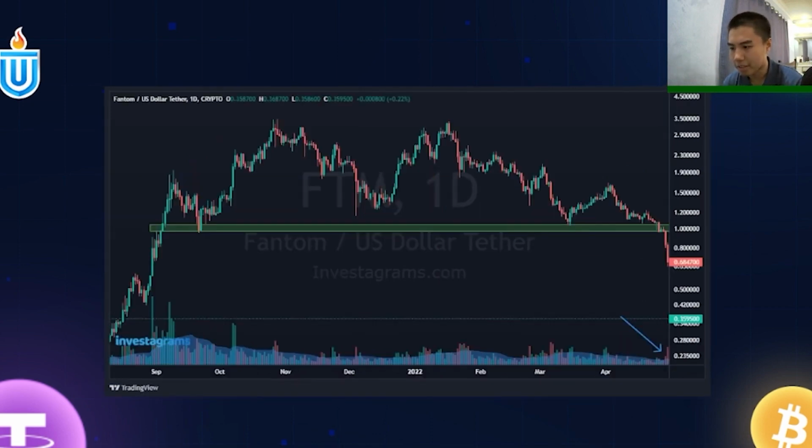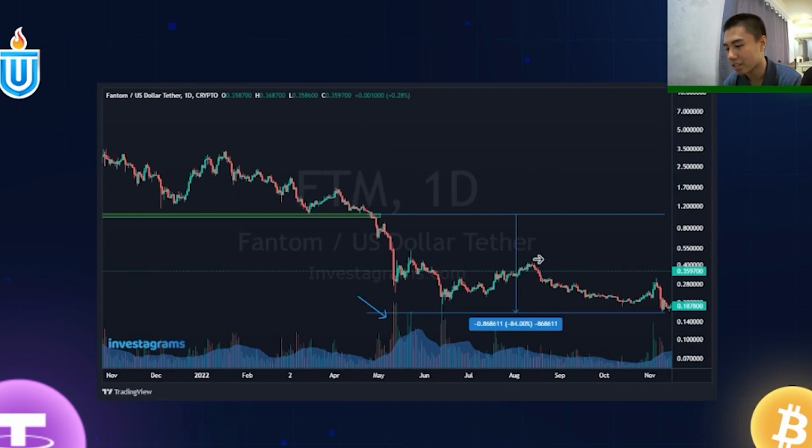Another example would be FTM. You have a clear head and shoulders pattern here, or rather a double top pattern. Then you can see it's already somewhat of a downtrend. But the real confirmation that it can move even lower was after that, since it went from three pesos to one peso. It broke down further, and again on above average volume.